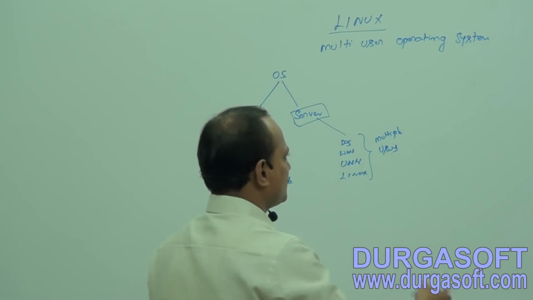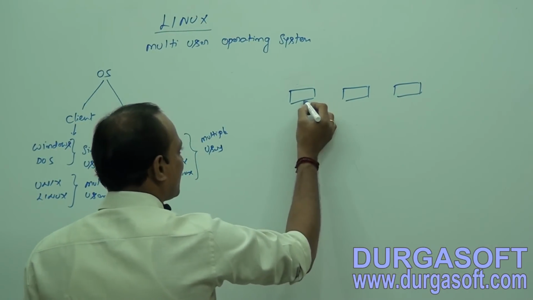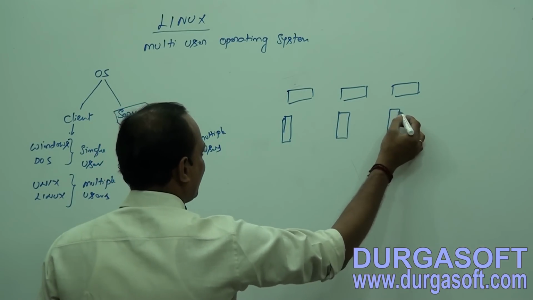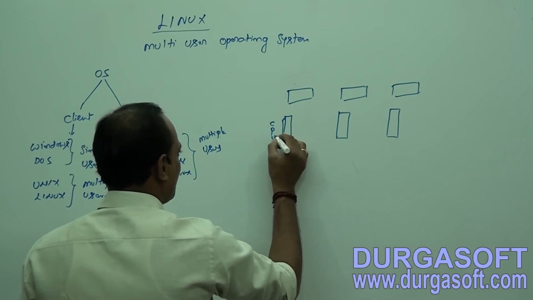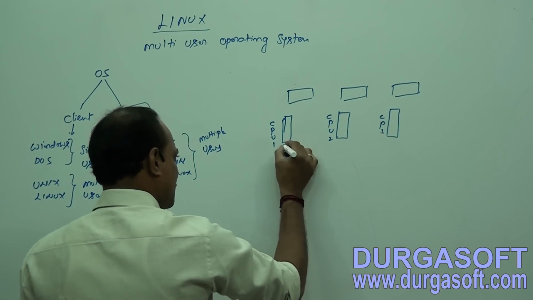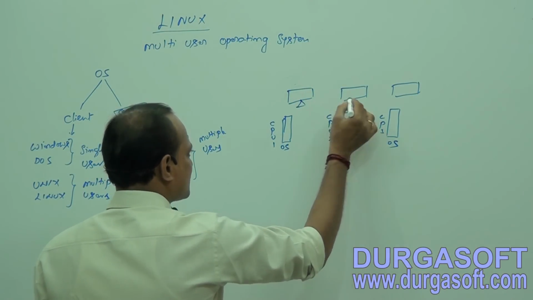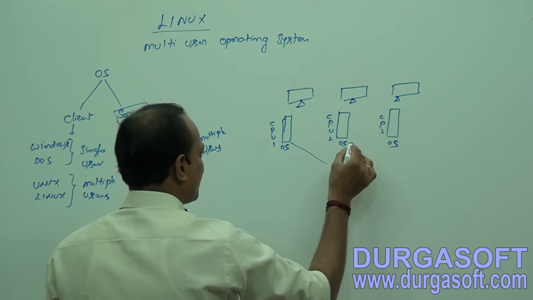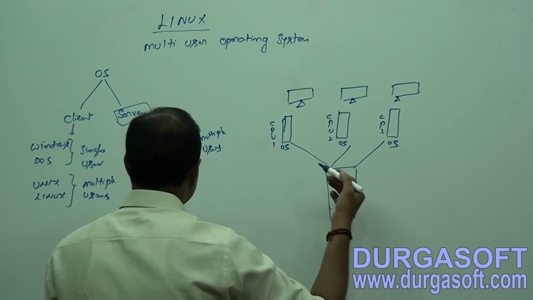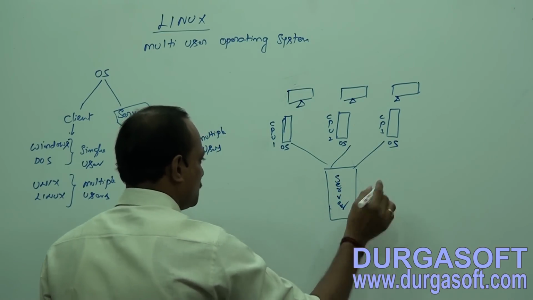Okay, so let us see, suppose some clients are there. So 3 clients are there, being connected to 3 systems. They are already connected to 3 systems. This is CPU 1, this is CPU 2, this is CPU 3. So 3 CPUs are having 3 operating systems. All these systems are connected to one server. Let us say this is a server, maybe it is a Windows server or Linux server, whatever it is. So as a server, it is supporting multiple users.